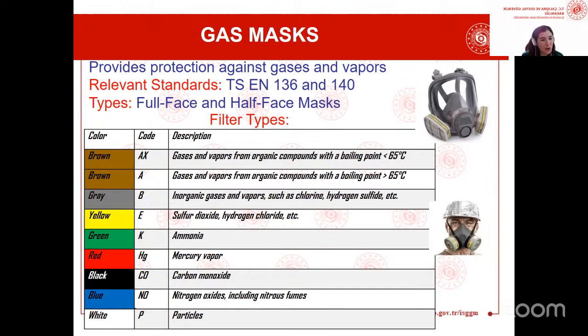For example, for AX and A code, the color is brown, and the meaning is gases and vapors of organic compounds with a boiling point higher than 65 centigrade degrees. And for B code, which has a gray color, it is for inorganic gases and vapors such as chlorine, hydrogen sulfide. For E code with yellow color, this is for sulfur dioxide, hydrogen chloride, etc. For K code, we should use green color with ammonia. For HG code, the color is red, and it is for mercury vapor, and so on.